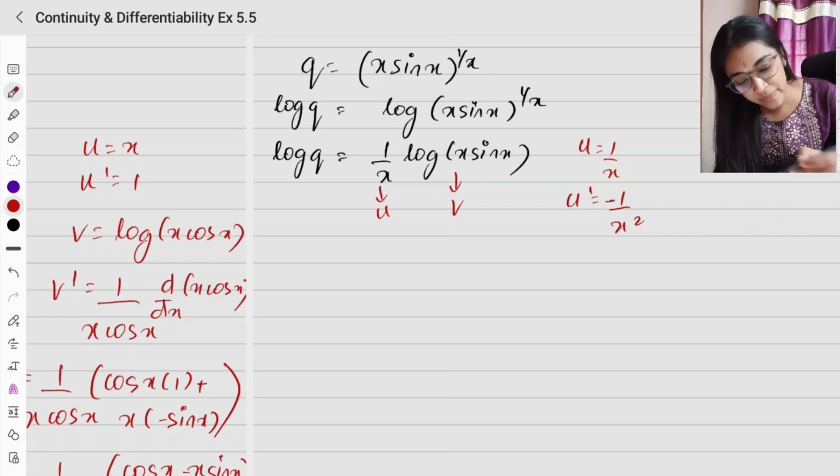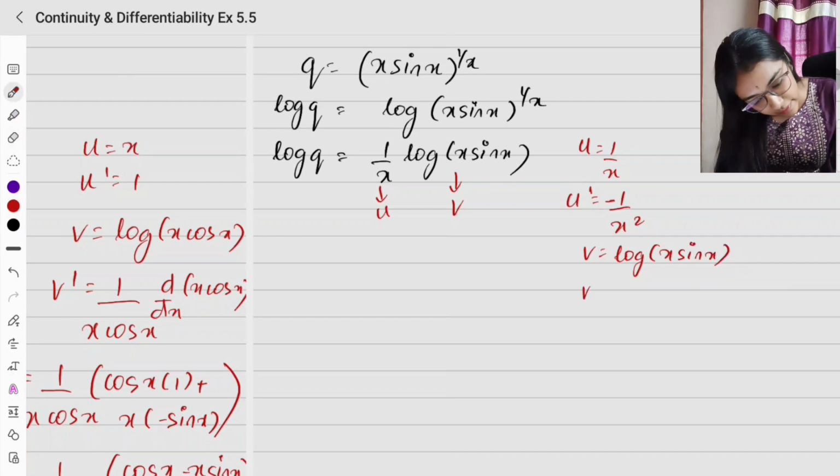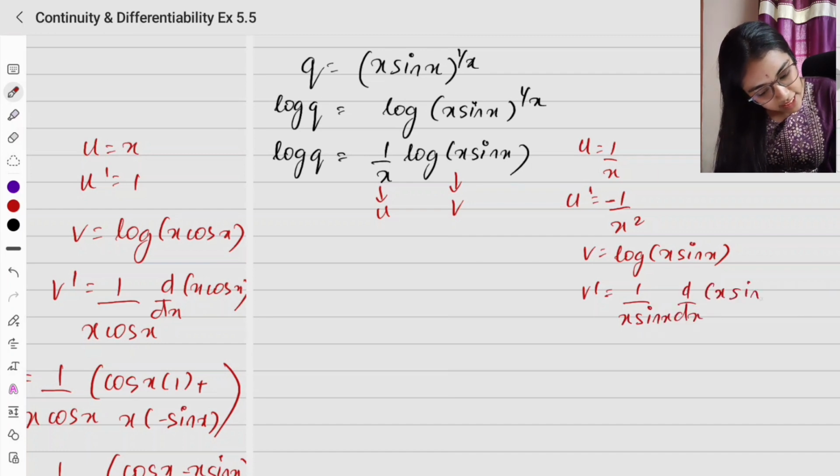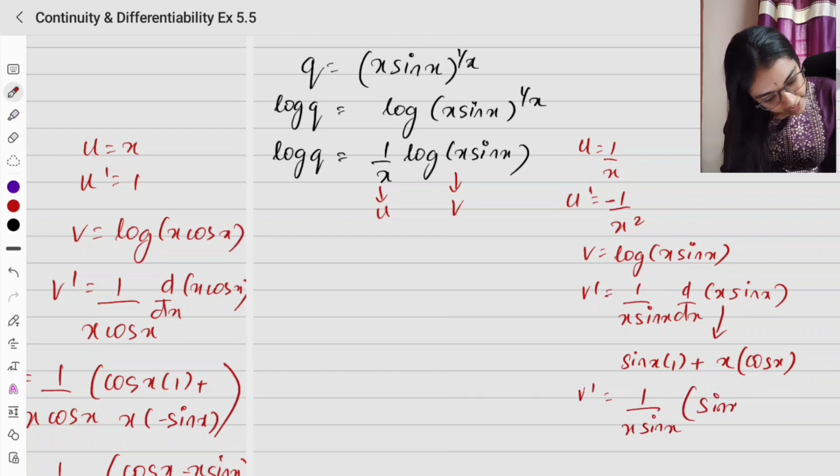We have seen this in many questions. Next, v is equal to log of x sin x. So when I differentiate this, v dash equals 1 divided by x sin x, d by dx of x sin x, and it is going to be v u dash plus u v dash. So it is sin x times 1 plus x into sin x's derivative, cos x. Okay, so what is my v dash? V dash is going to be 1 divided by x sin x times sin x plus x cos x. So this is my v dash.